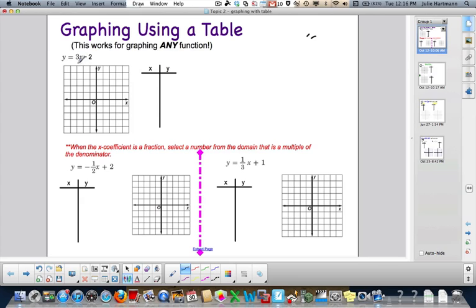Okay, so basically what we have is y equals 3x minus 2. We're going to find the y value when x is any given value. So you can put in various values for x. Doesn't matter which ones. I'm going to start with -2, -1, 0, 1, and 2.